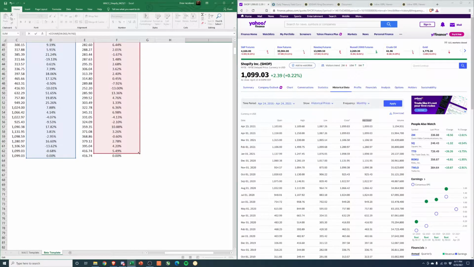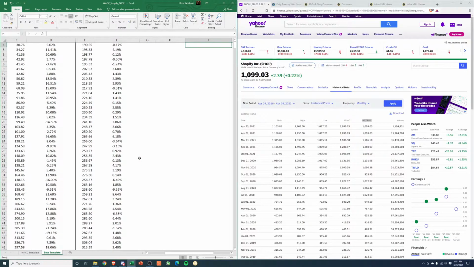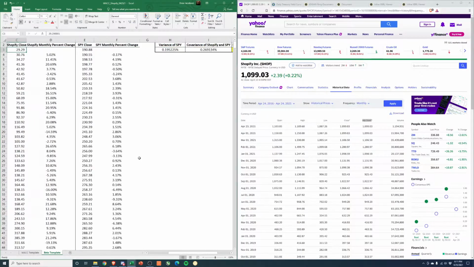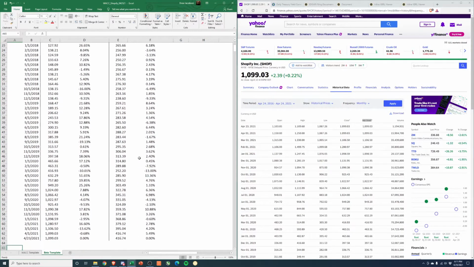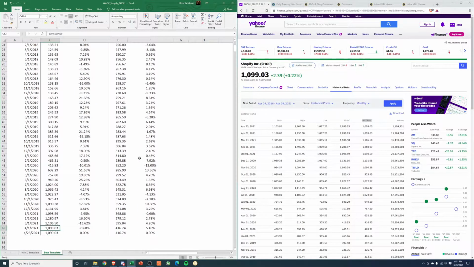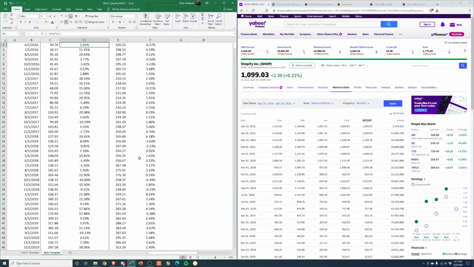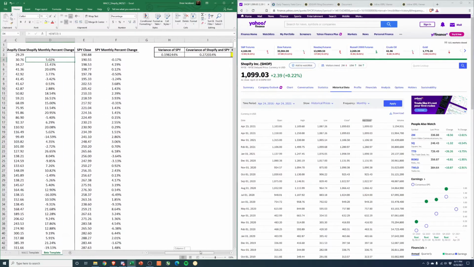Oh, that's weird. It doesn't look like that last week of data is actually data. Interesting. It doesn't look like it actually updated. I'll just remove that. But that'll give us our beta, right?